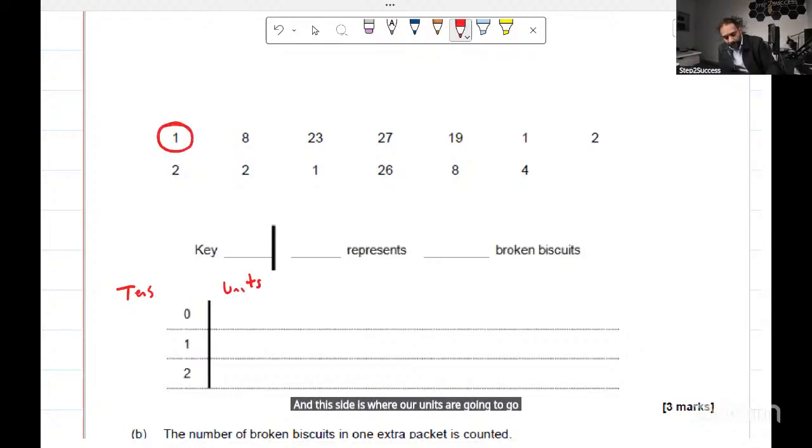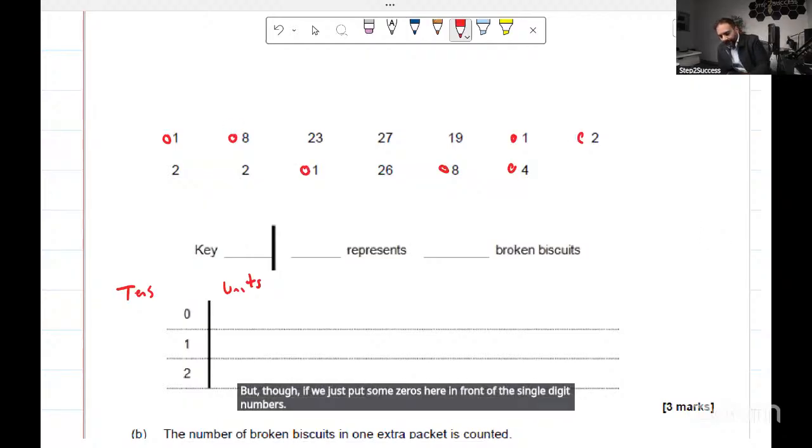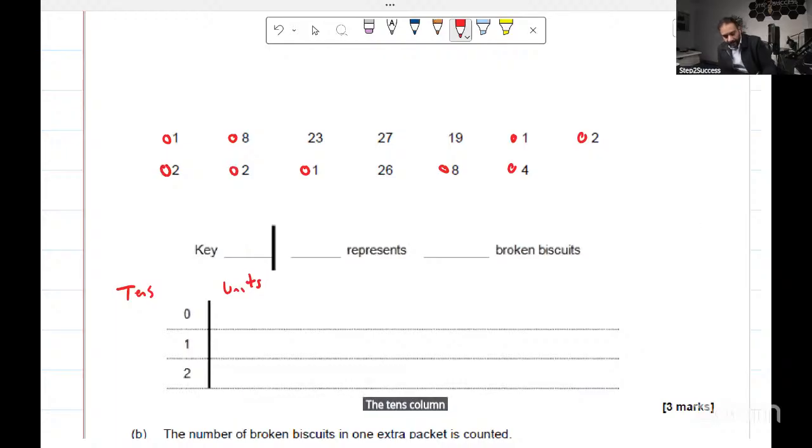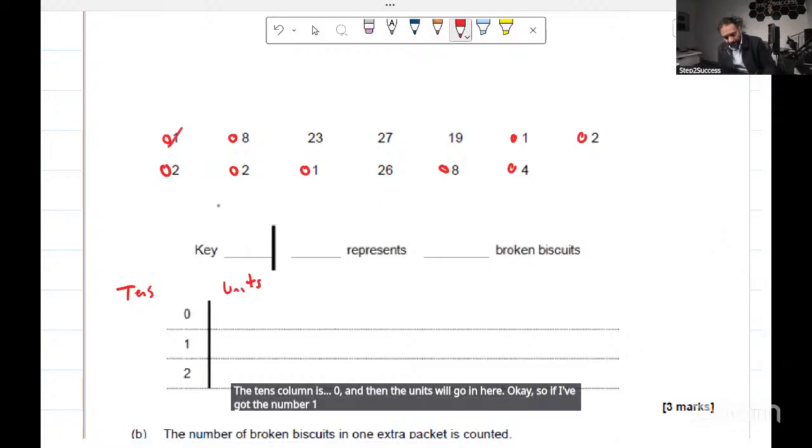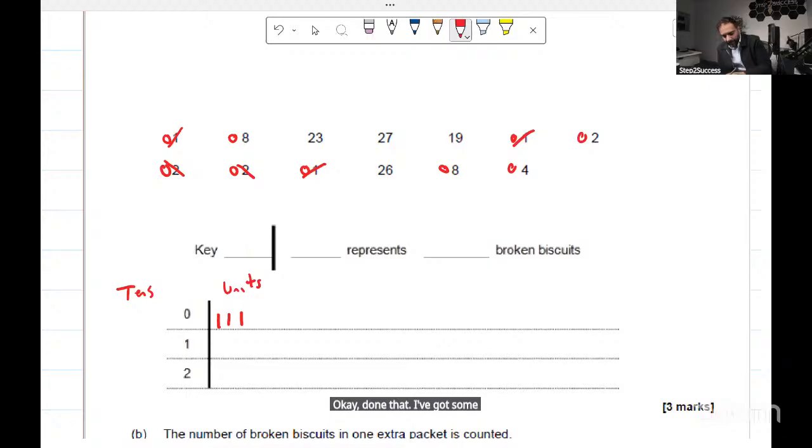If we put some zeros in front of the single digit numbers, the tens column is 0, and then the units will go in here. So if I've got the number 1, I'm going to put it there. If I've got another 1, you just put it next to it, which suggests I've got two ones. Have I got any more ones? I've got another 1 there. Okay, done that. I've got some 2s. I've got 3 2s.